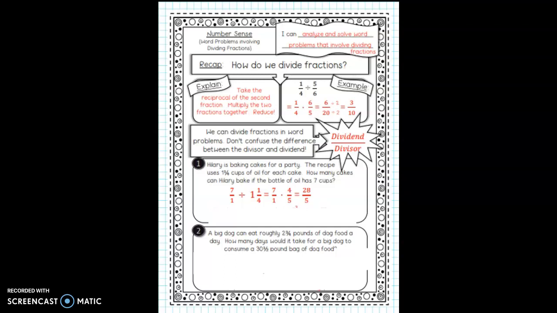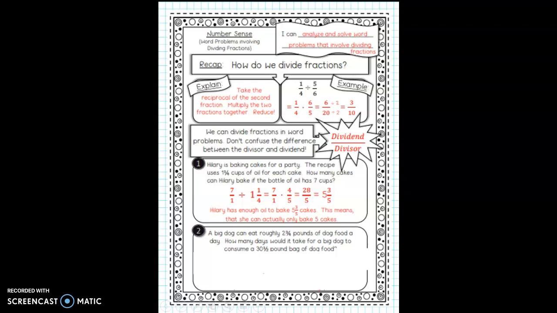Then we have to divide. 28 divided by 5. This is 5 wholes with 3 pieces left over. Hillary has enough oil to bake 5 3/5 cakes. This means that she can actually only bake 5 cakes unless she wants to bake a portion of a recipe.